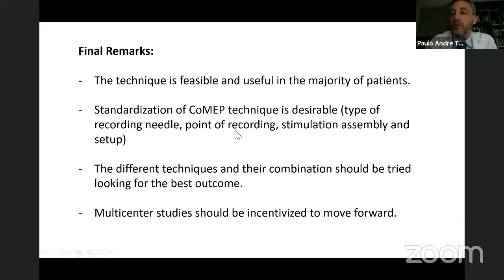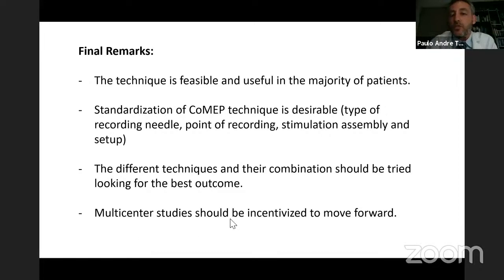The point of recording, Dr. Conejero suggests that we stimulate the facial nerve before the surgery to localize where we will see the best twitching, the best response, and where we have the best response is the best place to put the electrodes. The stimulation assembly and the different techniques and their combination should be also tested, looking for the best outcome. Maybe using EMG, continuous EMG, transcranial MEP, and reflex will have a huge number of techniques to protect the outcome.